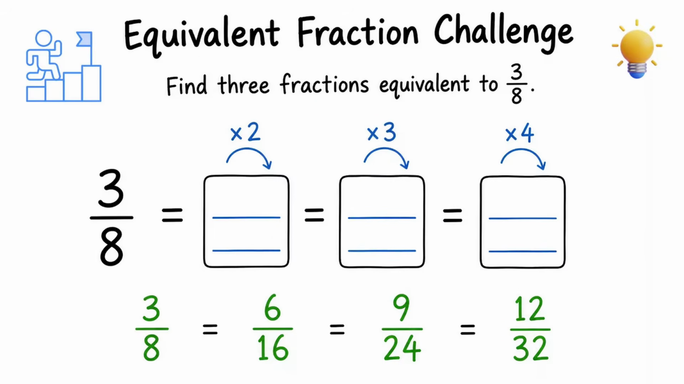Here's your challenge. Can you find 3 different fractions that are equivalent to 3/8? Choose 3 different numbers and multiply both the numerator and denominator by each number. For example, multiplying by 2 gives us 6/16. Multiplying by 3 gives us 9/24. Multiplying by 4 gives us 12/32. Your answers may be different from mine, and that's okay, as long as you multiply the numerator and denominator by the same number.